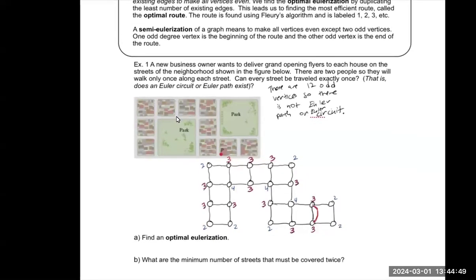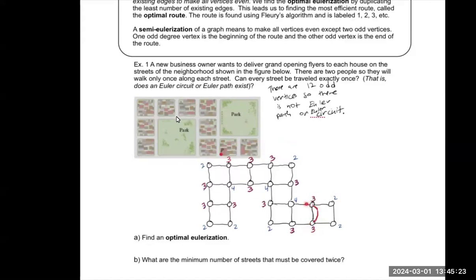They asked us to find the optimal Eulerization. And if they want you to do Eulerization, they want you to find an Euler circuit, which means they want you to add the extra edges until there are no odd vertices. So I'm going to go ahead and connect every pair of odd vertices, and I'm always going to try my best to connect the ones that are closest in proximity to each other. So that's why down here, I connected the two threes.